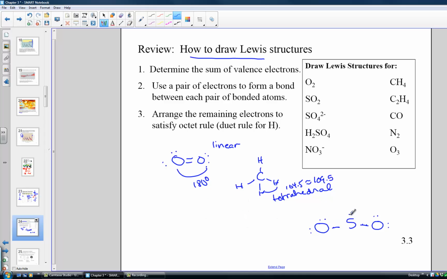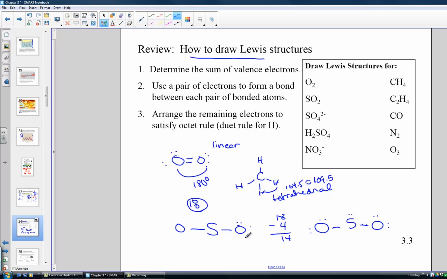Now remember what we're doing? We have 6 times 3. Let's start over. We have a total of 18 dots, right? 6 from each of these elements. They all live in group 6A. When I start with 18 and I connect them with single lines, I've used up 4. That gives me 14 dots left.